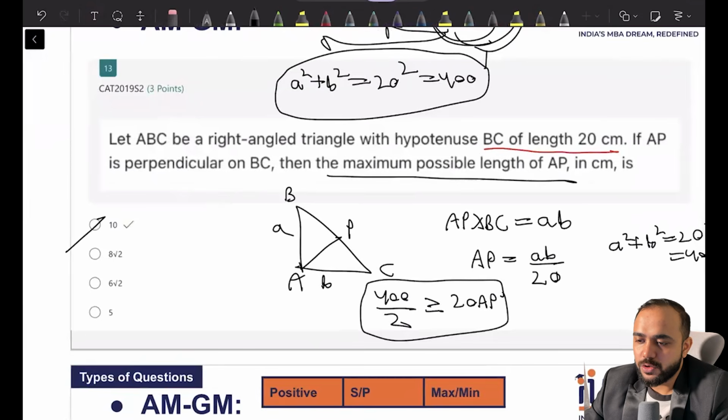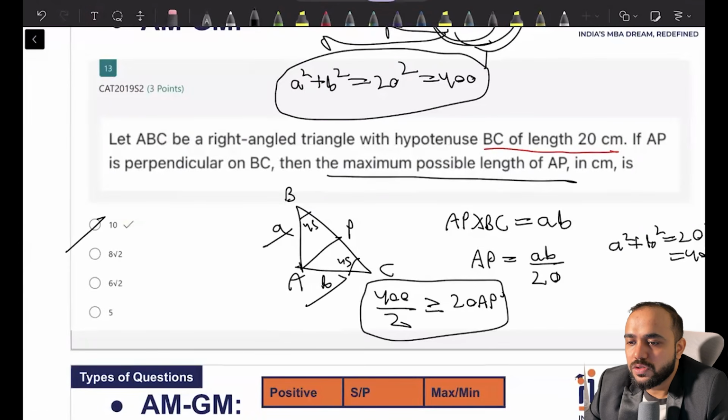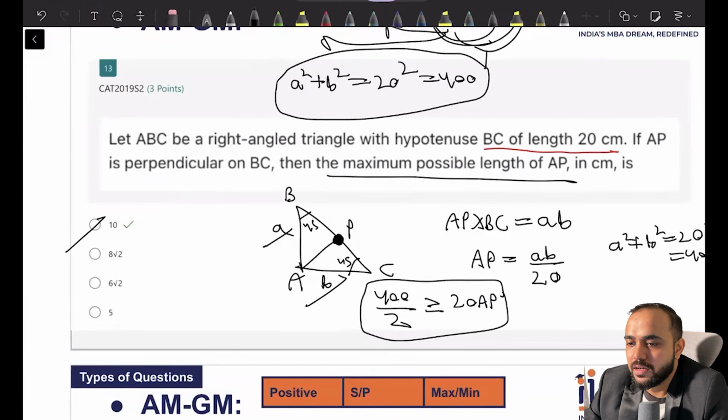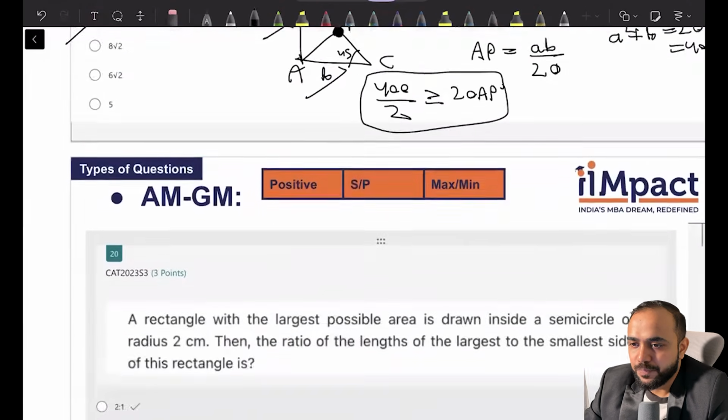Or once you know that AMGM is going to get applied, then you can just take this as 45 degrees because this will happen when A is equal to B. So that is also something you can do. Half of the hypotenuse, this will become the center if it's an isosceles right triangle. All right, moving on.